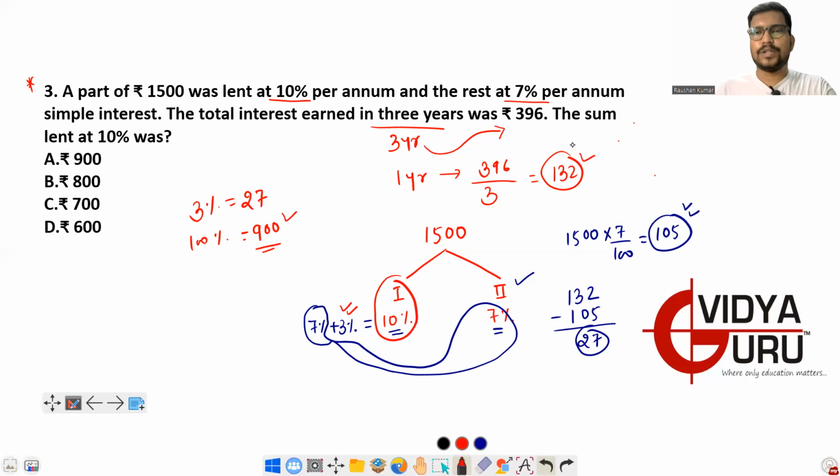So see here, the question is asking for the sum lent at 10%. The question asked basically about the 10% part, so it will be 900. So your answer is the A part. If they were asking about the second part, then 1500 minus 900, you will get 600 as the result, right? I hope you get this concept very well. Okay, so we will move to the next question now.